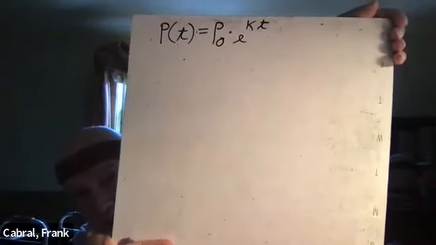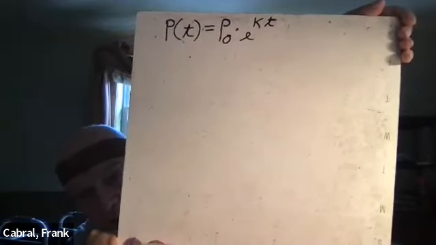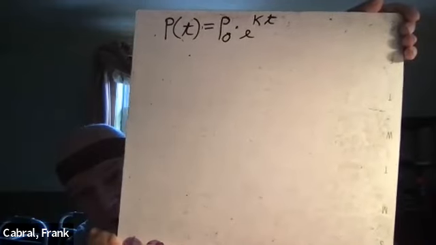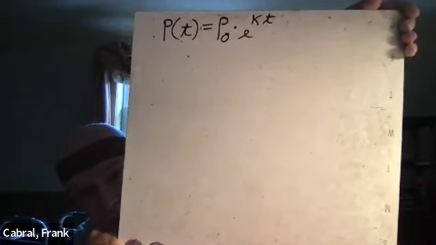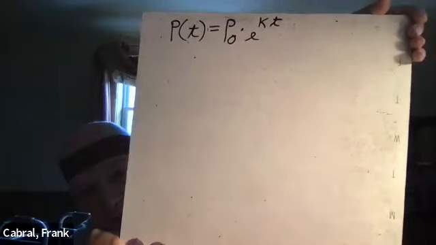P of t equals P naught times E to the kt, where P naught is the initial amount and where K is referred to as the growth or decay constant. If K is positive, it's a growth problem. If K is negative, it's a decay problem.